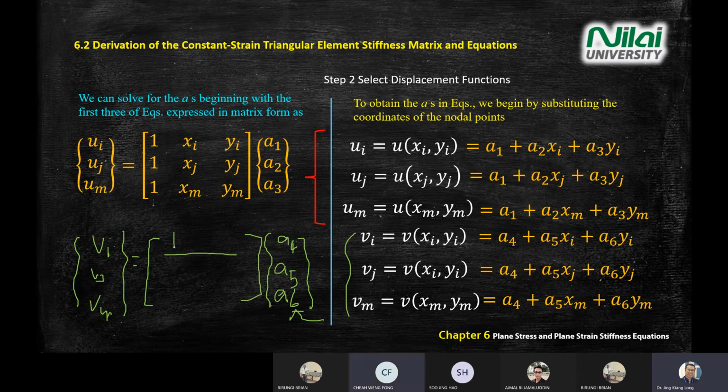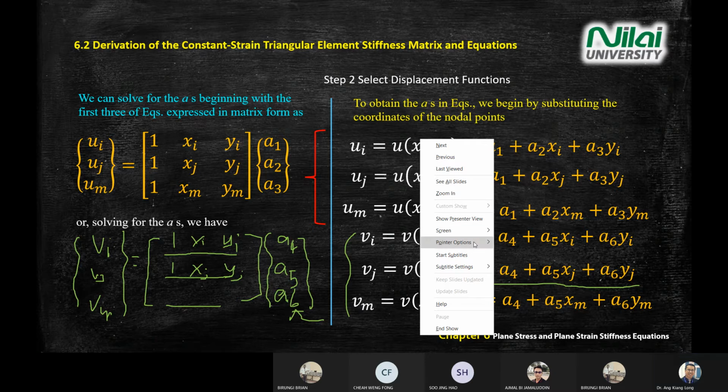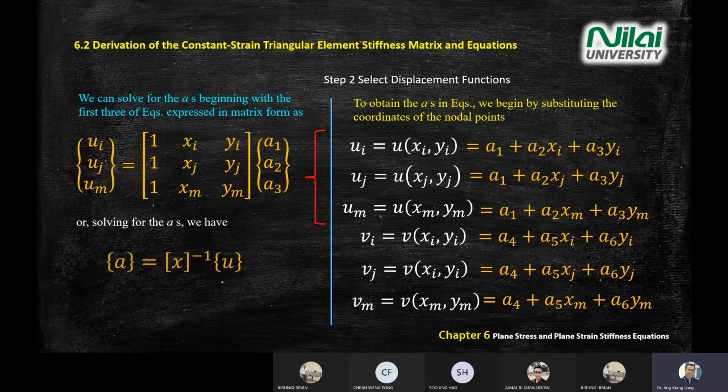1, 1, xi, yi. Brian, you want to try the second one? Second one is 1, xj, yj. So I think this one you also know already. I don't need to ask. All right. Seems the class is able to absorb. Very good.